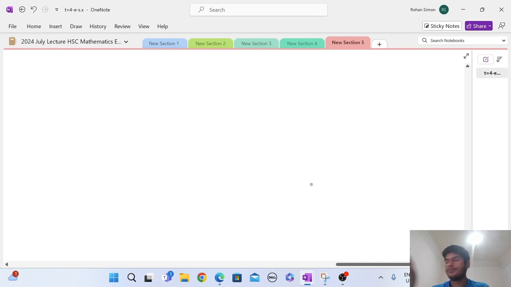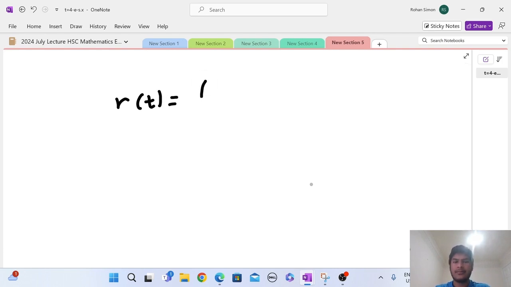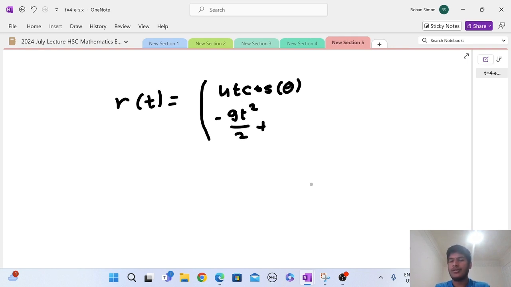So we'll start off with our position equation, r of t, and I'll probably skip some of the algebra and leave that for you guys to do, because mainly I want to demonstrate some of the key ideas in this question and some of the jumps that we make in the logic, which can be a bit tricky to see. So minus gt squared on 2 plus ut sine theta. So that was our position equation.